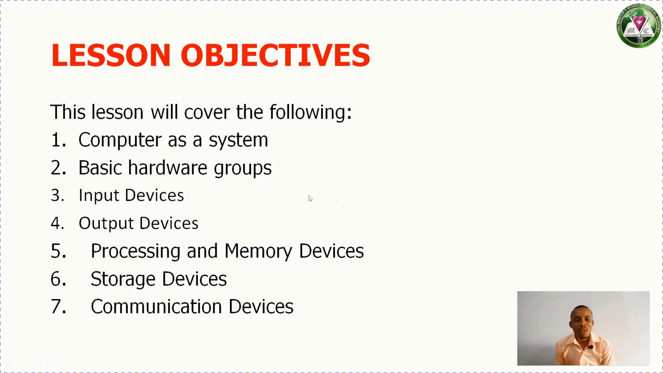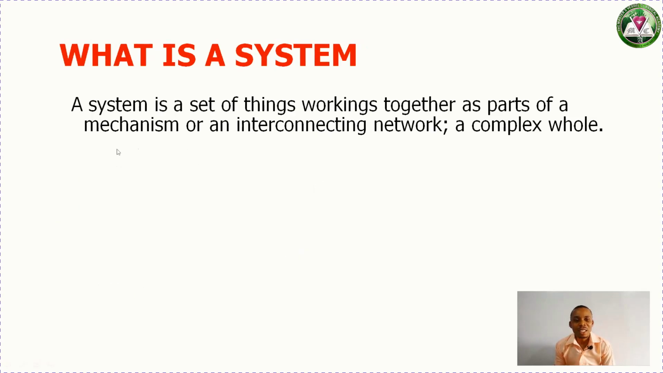Before we move over to computer as a system, let's take a look at what a system is all about. What is a system? Here, I define a system as a set of things working together as part of a mechanism or an interconnected network. A system is a group of things working together to achieve a goal. That is what a system is all about.